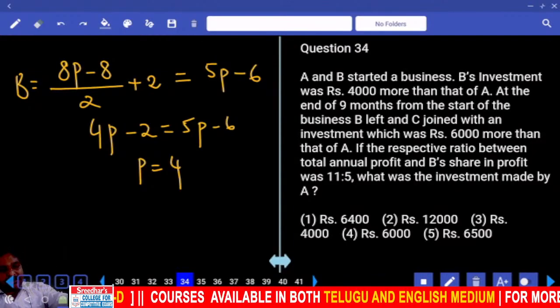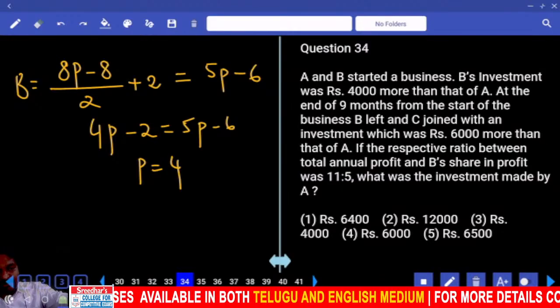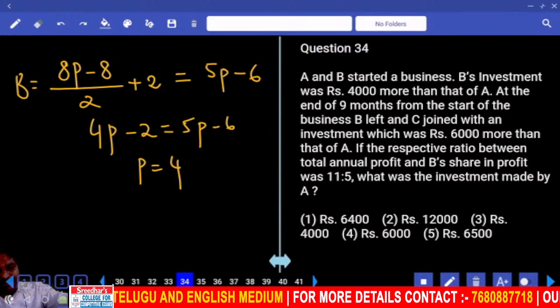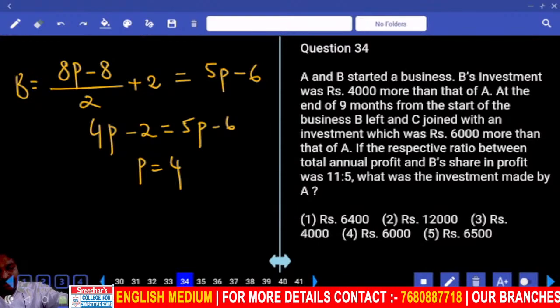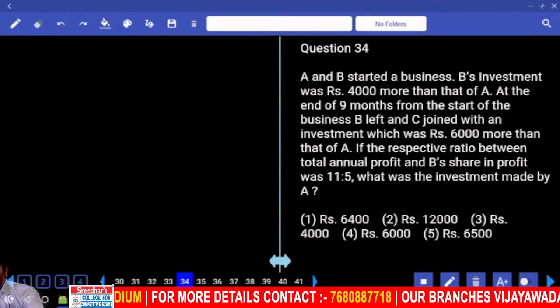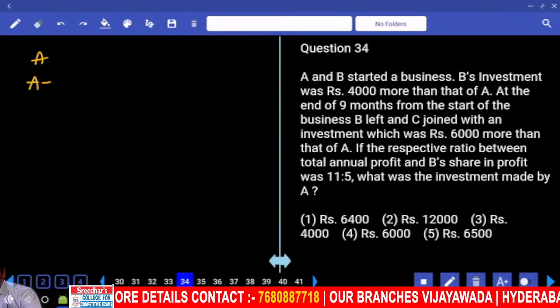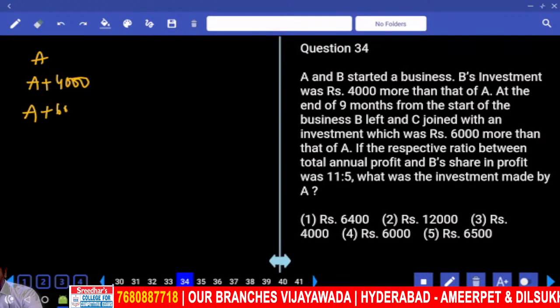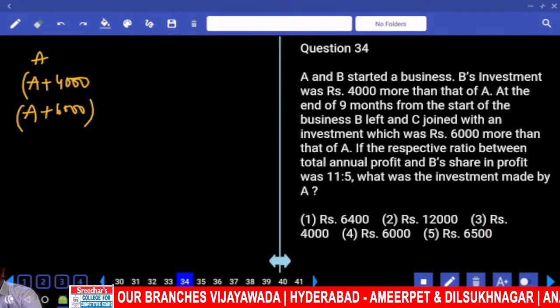A and B started a business. B's investment was 4,000 more than A. At the end of 9 months from the start of the business, B left and C joined with an investment which was 6,000 more than that of A. ABC investments: A, A plus 4,000, A plus 6,000. Are you following?